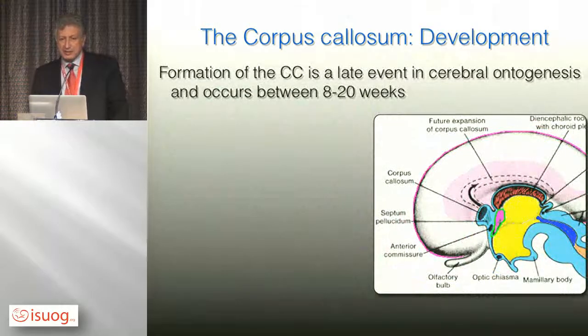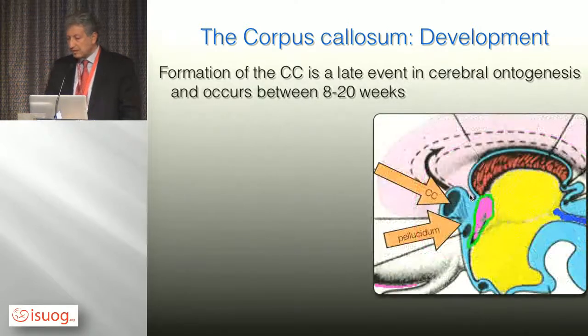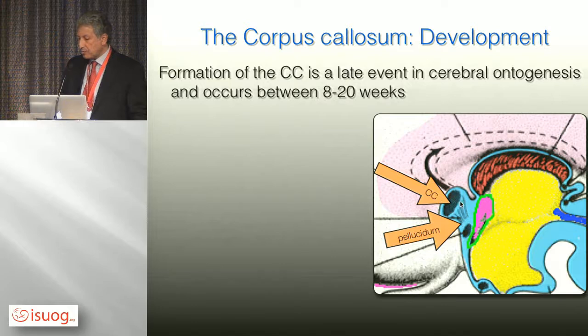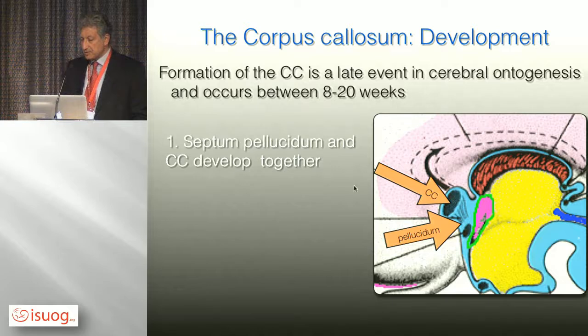Now, we should discuss a few points on the development of the corpus callosum. It is a late event in ontogenesis, and this is why you see the close relationship to the optic chiasm and the anterior commissure. By magnifying this image, you see that it is developing together with the septum pellucidum. And since they develop together, you will always expect that you have to see the septum pellucidum to assume there is a normality of the corpus callosum, and vice versa could also be true or important.